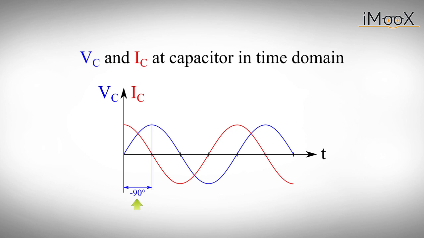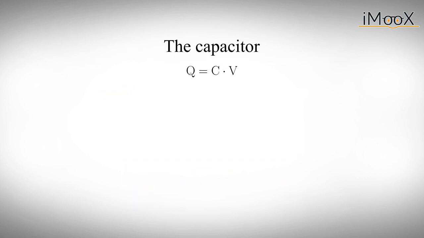But why is that? A static description of the behavior of a capacitor would say Q is C times V, where Q is the electric charge inside the capacitor, C is a measure of how big the capacitor is, and V is the voltage across it. If we want to have a relation between current and voltage, we need to differentiate the charge with respect to time. We assume the capacitance C to be constant.